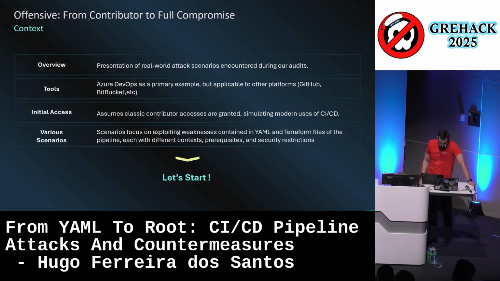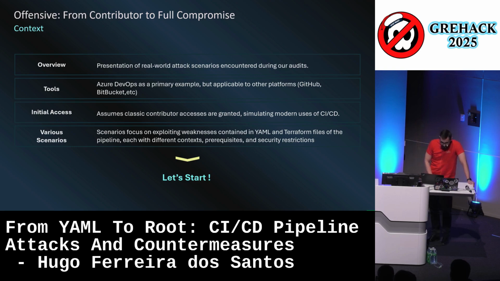Now, before starting with the offensive parts, I will just give you some information. What you will see are real-world attack scenarios that we encountered during our audits. We will use Azure DevOps as a primary example, but all those attack scenarios are applicable to other platforms, so GitHub, Bitbucket, AWS if you use CodeCatalyst, for instance. Only the last scenario is specific to Azure DevOps, but all of the others work everywhere.